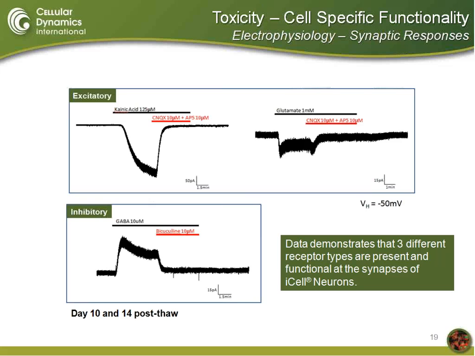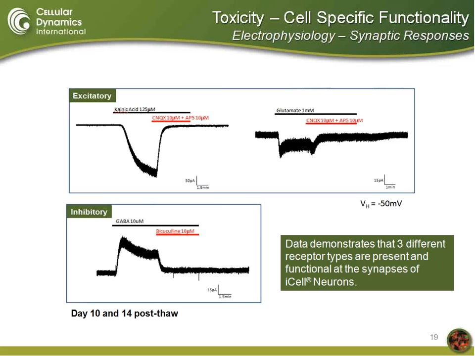Now, in this slide, we address the postsynaptic receptor functionality of our cells. In the top panel, we've added a prolonged treatment of the excitatory agonist kainic acid, and we see a nice depolarization in the cells, while a treatment with the antagonists CNQX and AP5 for the AMPA/kainate and NMDA receptors blocks that activity. Similarly, treatment with glutamate, another excitatory agonist, causes not quite so dramatic an increase of depolarization. However, we do see a little bit of depolarization and, again, blockage with the antagonists CNQX and AP5.